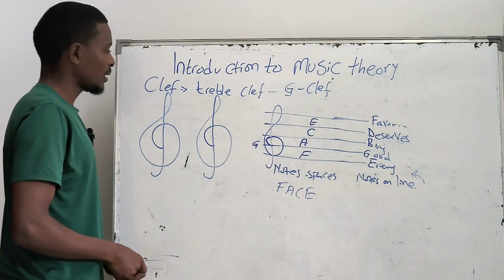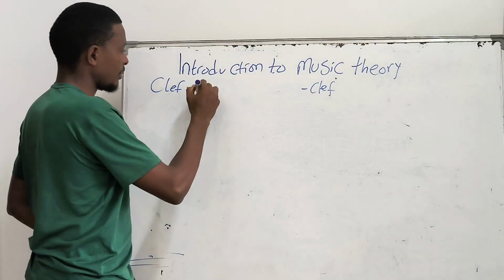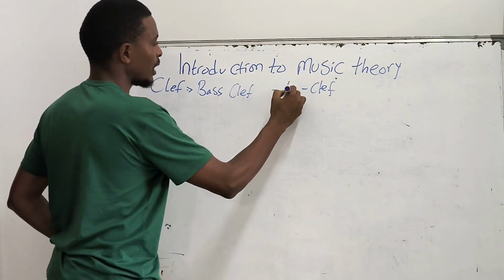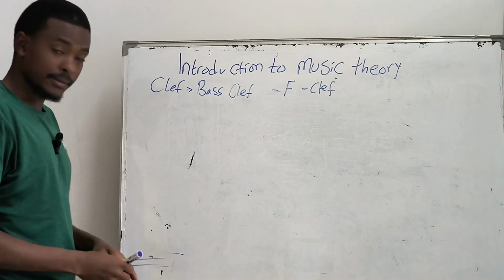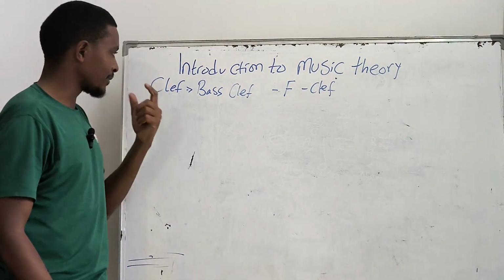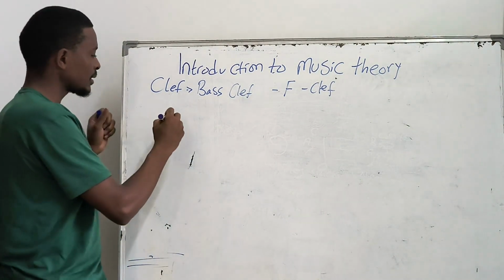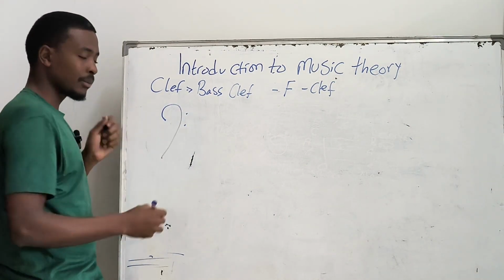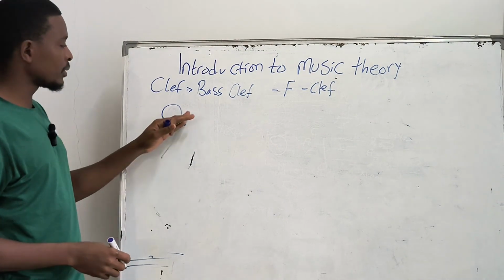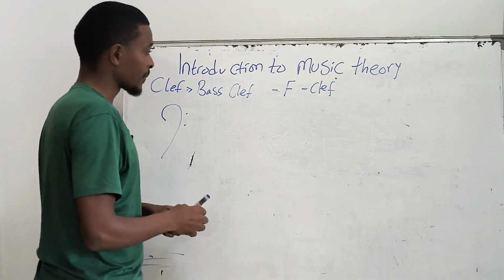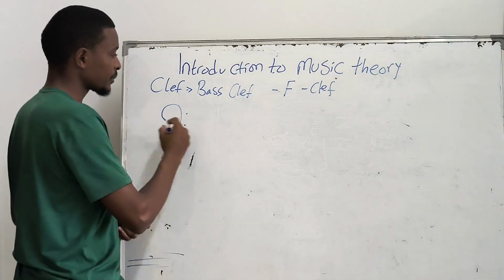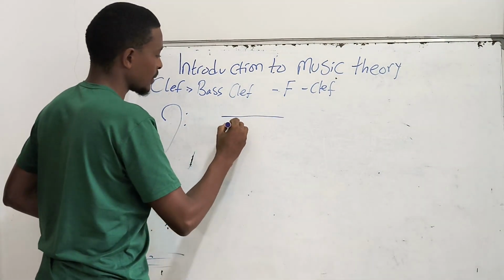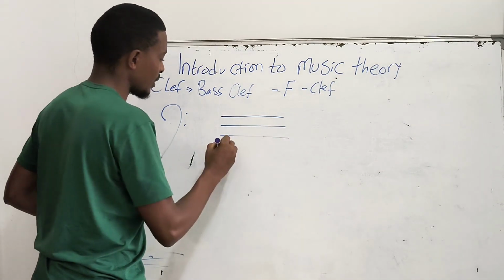Let us see the other one, the bass clef, also known as the F clef. For this one, just start from a point, again clockwise and then down, and put the colon on your right hand side. Then how are we going to illustrate this on our staff? Have your lines, 5 of them.